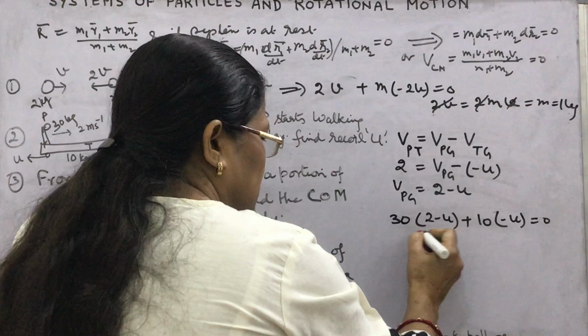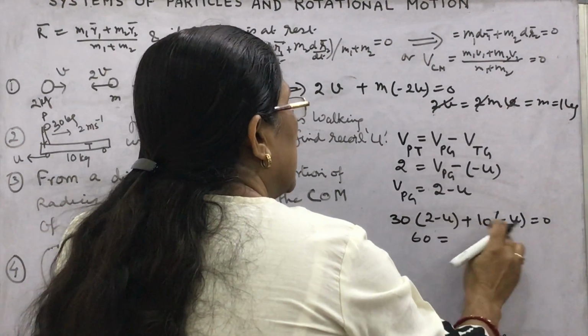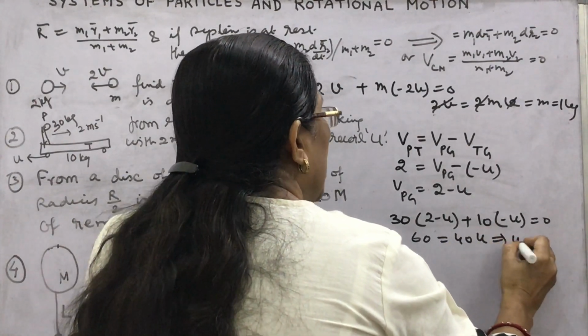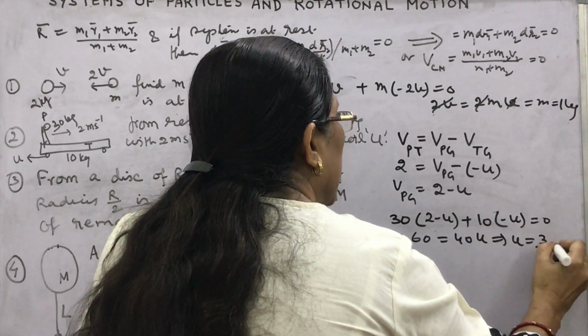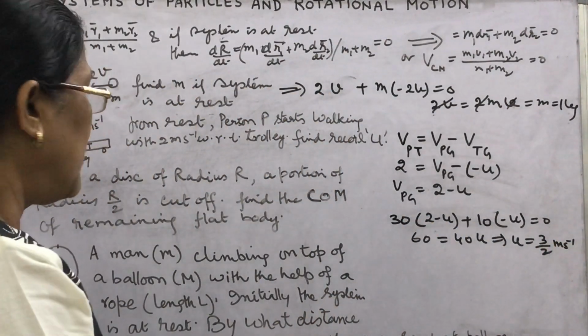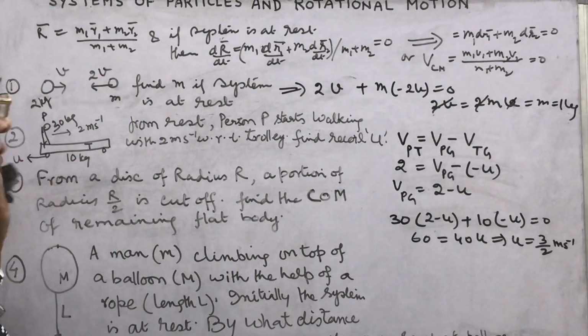So you can solve. This is 60 equal to, this will be 30 and 10, this is 40u. This implies that u will be equal to 3/2 meter per second. So this is the velocity of recoil, in which direction? Opposite to the direction in which the person walks.